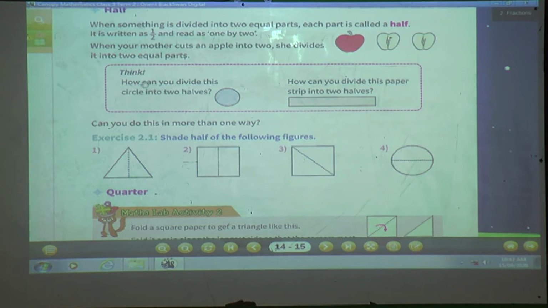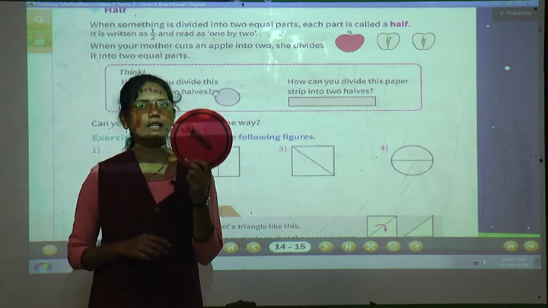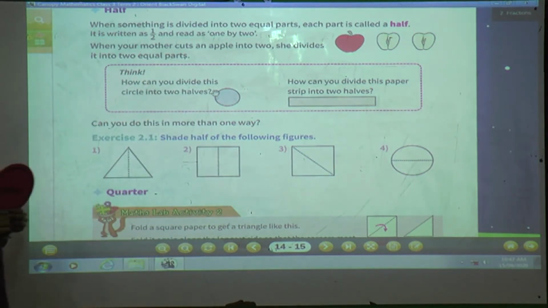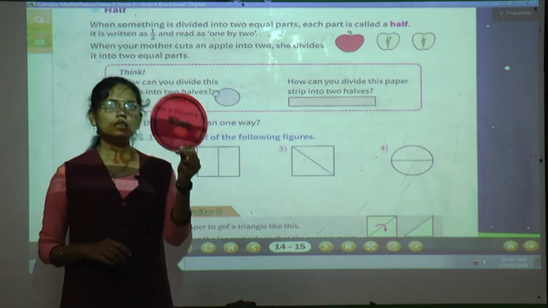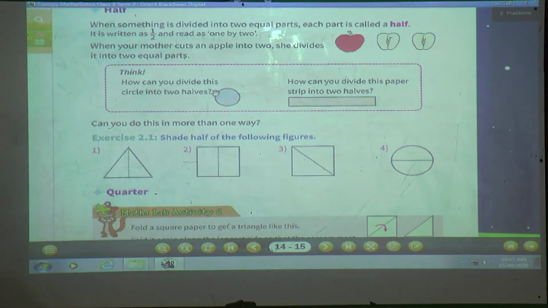Now see here, one more activity they have given us. How can you divide this circle into two halves? Just now I showed you one circle. This circle means whole. We have to divide it into two equal parts. This circle you have to divide into two halves. Then, how can you divide this paper strip into two halves?